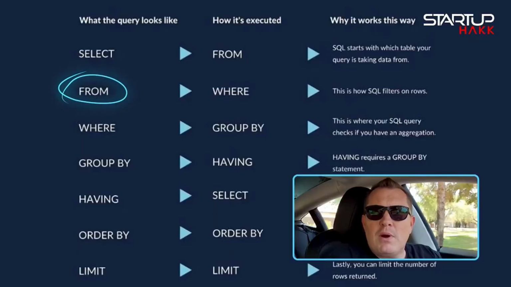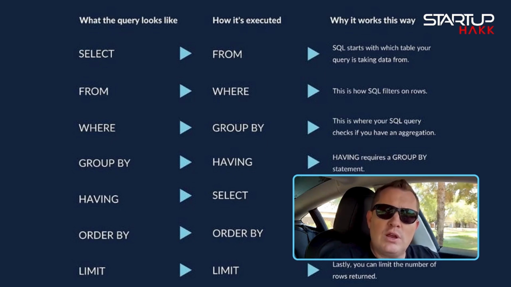From. The query begins by specifying the source tables or views from which the data will be retrieved. This clause defines the primary data source for the query. Join. If the query involves multiple tables, the join clause is used to combine data from different tables based on specified conditions. Different types of joins, inner join, left join, right join, etc., determine how rows from each table are matched and included in the result set.